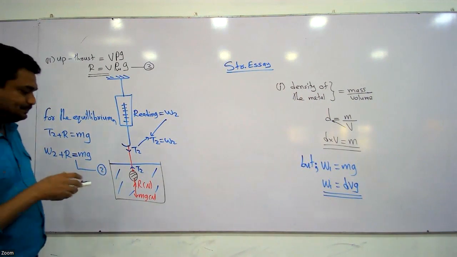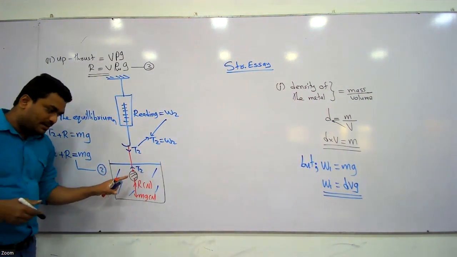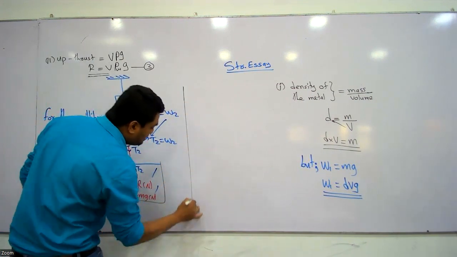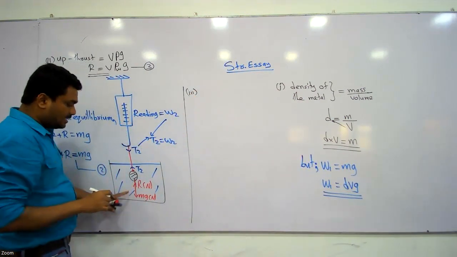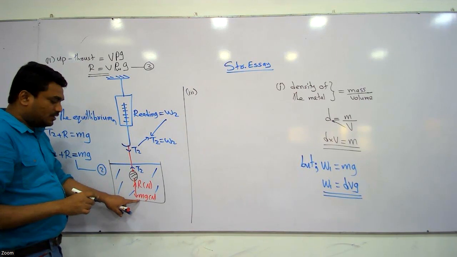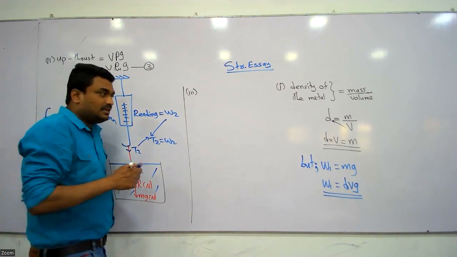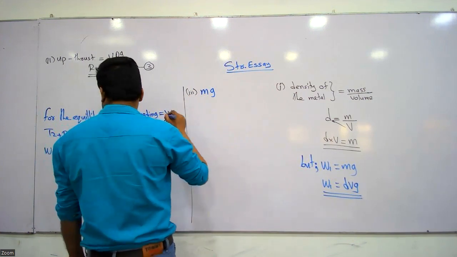Look at both. I'm going to use this equation. For the equilibrium of the ball, upward force should be equal to the downward force. It is asked us to write down an expression for the relative density. Upward force T2 plus R equals mg. From that I have obtained W2 plus R equals mg. So this is a structure in the same paper. So I'll write at once.